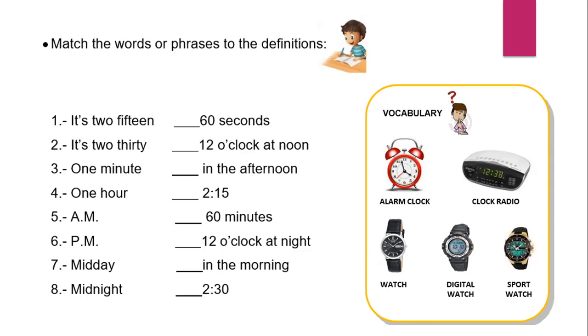Ahora vamos a leer el segundo. ¿Qué dice el segundo? Ya no dice 2:15, ahora dice it's 2:30. El número es 0, ¿te acuerdas?